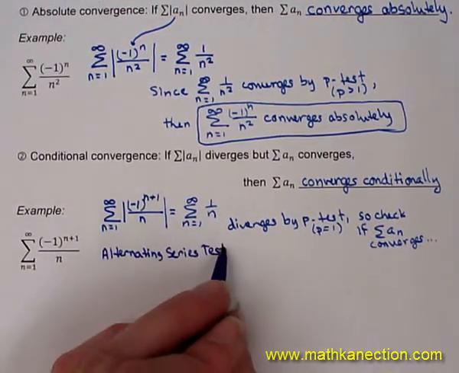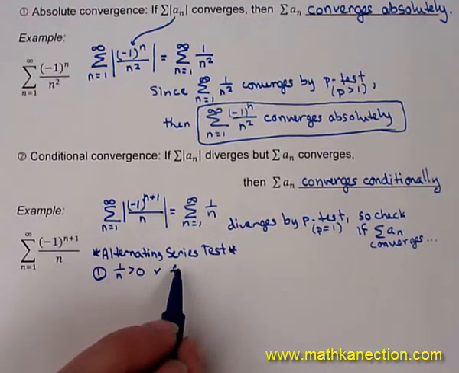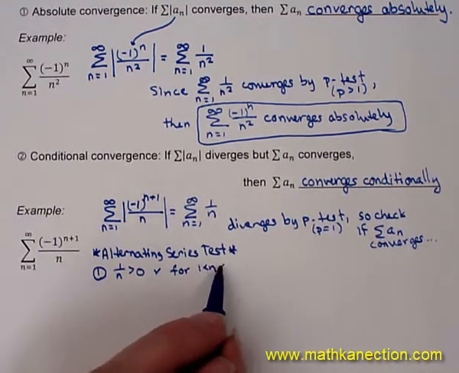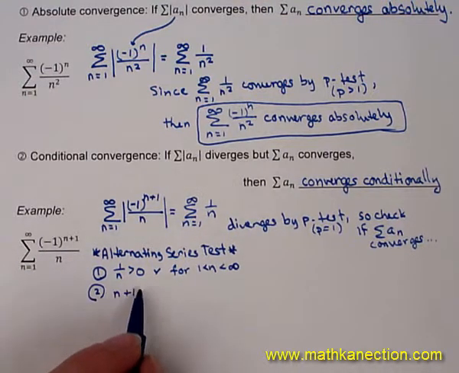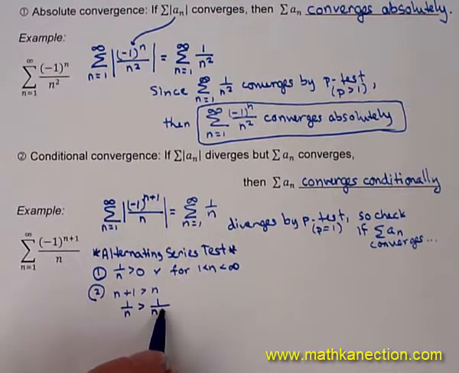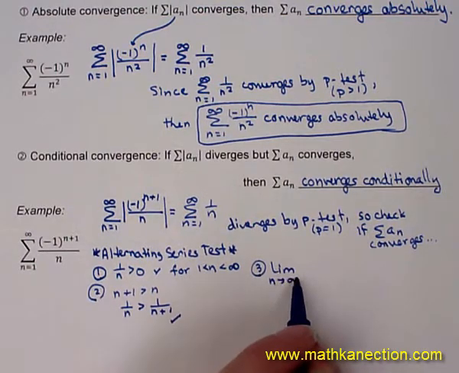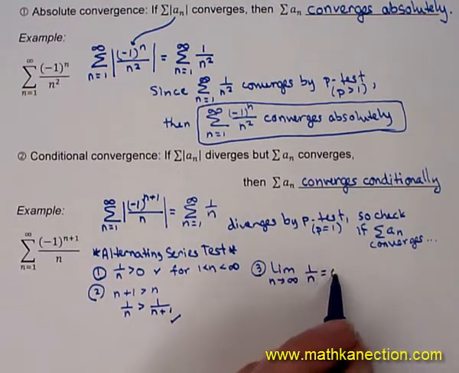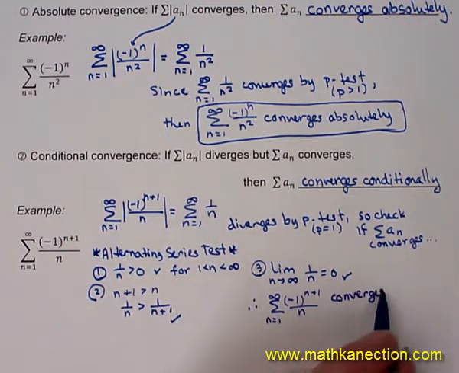By doing the alternating series test, checking if 1 over n is greater than 0, which it is for n between 1 and infinity, and then checking to see if u sub n is greater than u sub n plus 1, so taking n plus 1 greater than n, and 1 over n is greater than 1 over n plus 1. And the third condition, the limit as n approaches infinity of 1 over n is equal to 0. So therefore the series negative 1 to the n plus 1 over n converges conditionally.